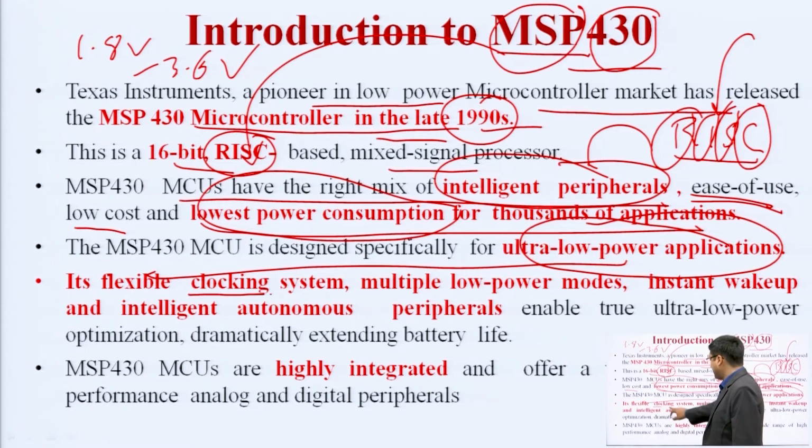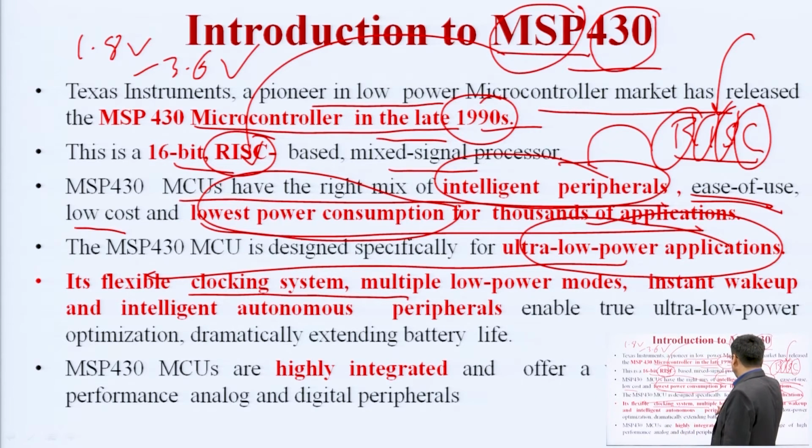It has a flexible clocking system. Flexible clocking system means that it has three types of clock. In our next slide we will see the various clocks available in MSP430. With the flexible clocking system, whenever we need the service of a particular clock, it will be activated, and the others will be deactivated.